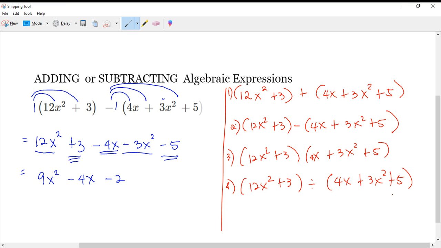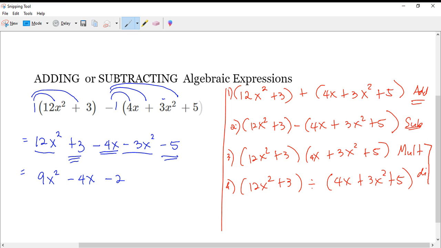So the reason I'm writing this is because I want you guys to be mindful of what is the operation between the two parentheses. So the first one is addition, right? The second one is subtraction. Even though they all look the same, you kind of need to really understand what's the operation in between. The next one is multiplication, and then the last one is division.